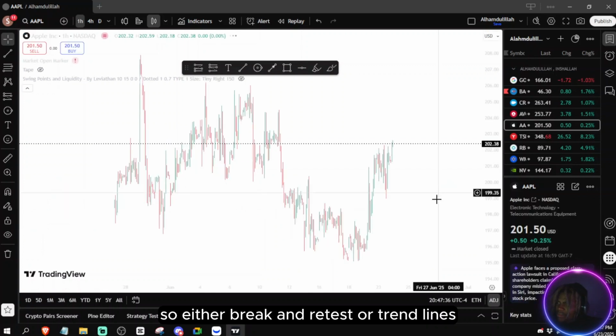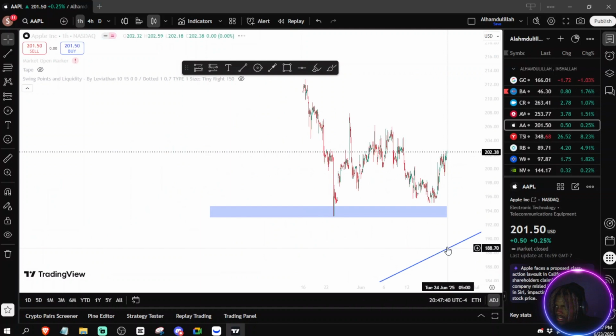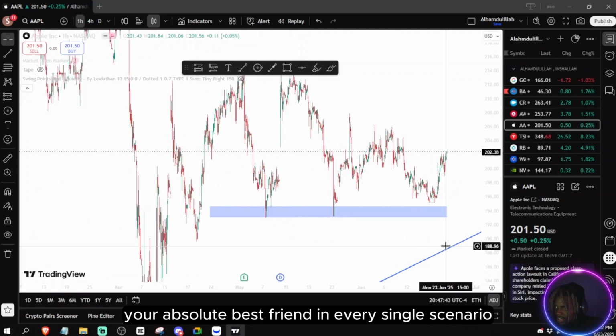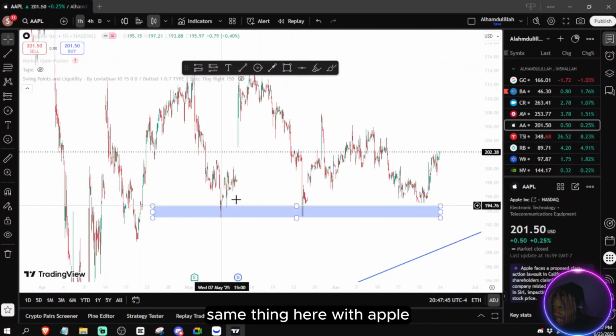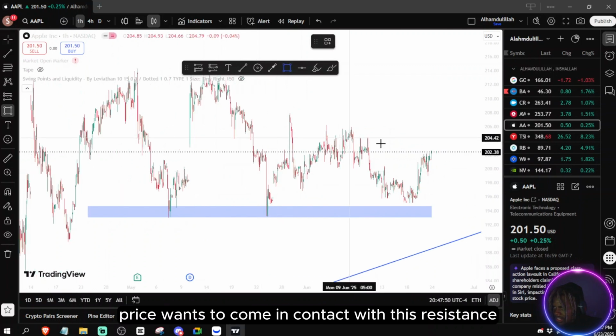So either break and retest or trend lines, they're gonna go ahead and be your absolute best friend in every single scenario. Same thing here with Apple. I clearly see that price wants to come in contact with this resistance here on the 1 hour.